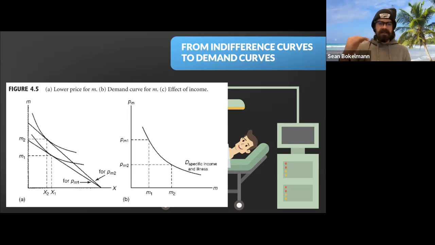The other thing to keep in mind is that this is the demand given a specific income and a specific illness. If the income is different, or if the illness is different, the demand curve is going to look different, primarily because the indifference curves in A would be different. A different illness would give us different indifference curves, and a different income would give us different budget constraints.